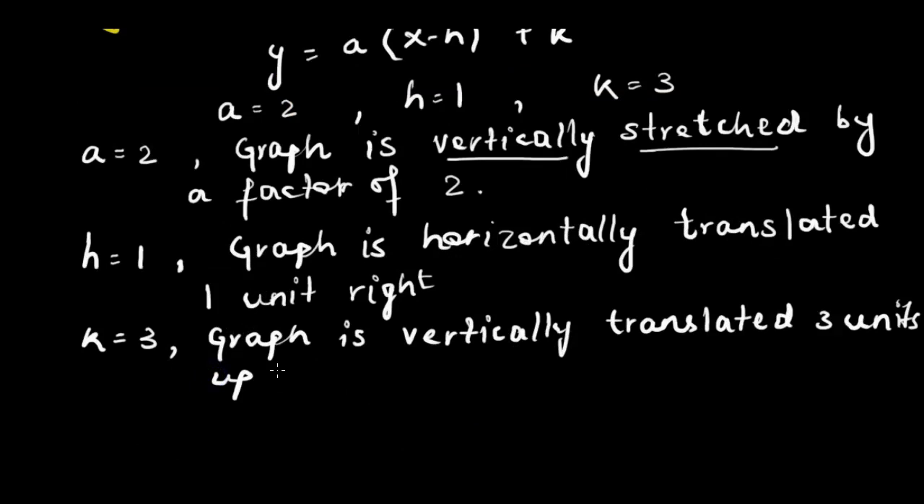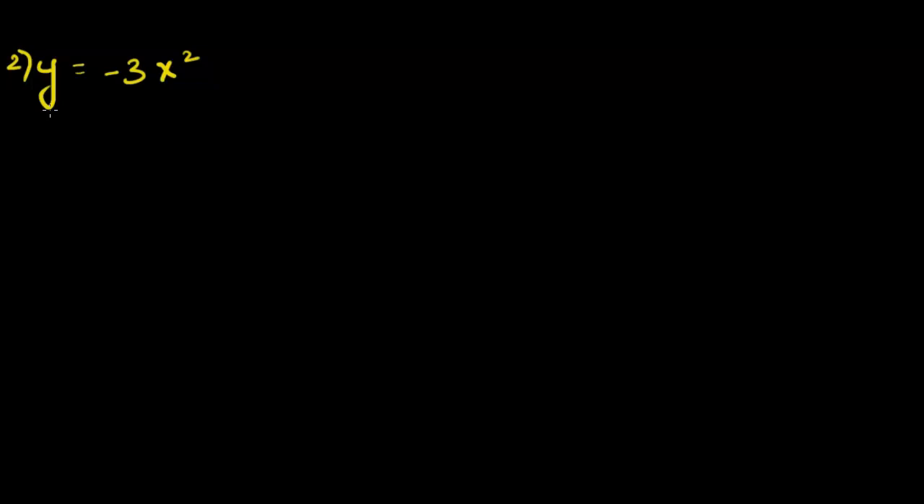Let's take up another example for the sake of practice. If we're given an equation y = -3x² and we are asked to describe the transformations for this, we first write down the general form of the transformed quadratic equation, and that is y = a(x - h)² + k. Now, how do we find out what a, h and k are? Because the given question does not exactly match the general form.